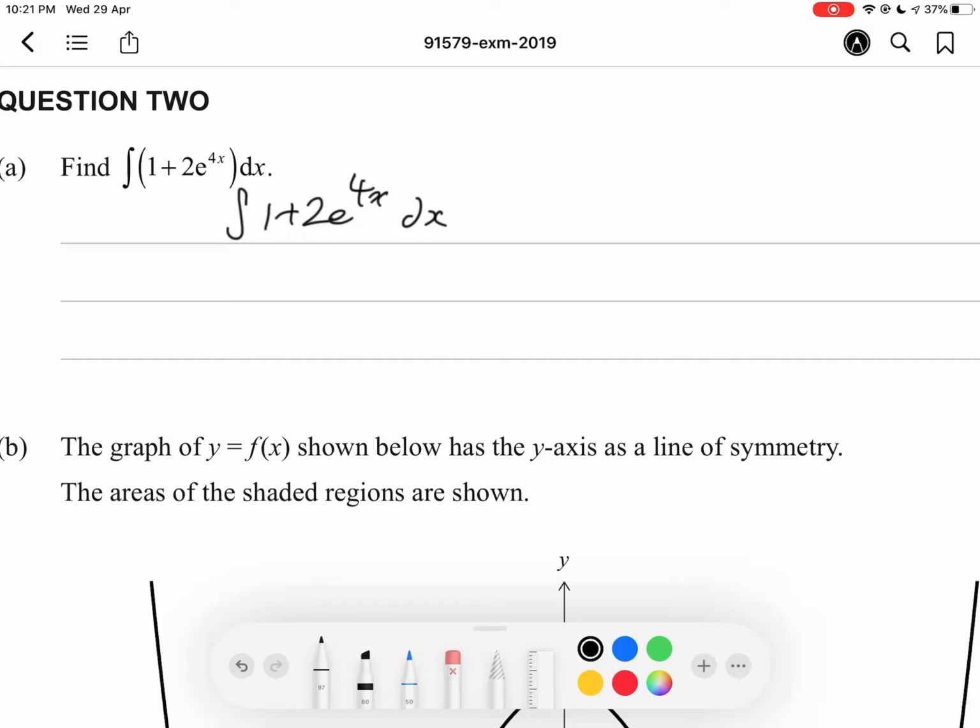When you differentiate an exponential, you multiply by the derivative of the power. So when you integrate, you divide by the derivative of the power instead, the opposite way around. If you integrate 1, that just becomes x, plus 2 divided by the derivative of the power. The derivative of 4x is 4, so plus 2 over 4, and the power of e stays the same, plus c. So it equals x plus 1 over 2 e to the power 4x plus c. And that is just an achieved question there.